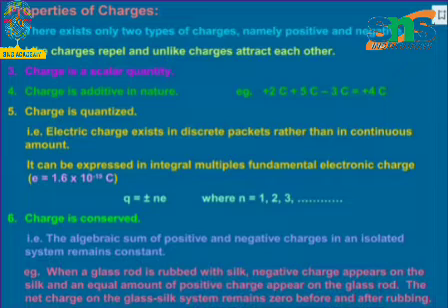Charge is conserved. The algebraic sum of positive and negative charges in an isolated system remains constant. When a glass rod is rubbed with silk, what will happen? Negative charge appears on the silk and an equal amount of positive charge appears on the glass rod. The net charge on the glass-silk system remains zero before and after rubbing. It does not change with velocity also. This is one of the major points that you have to note. We'll move to the next topic as well.